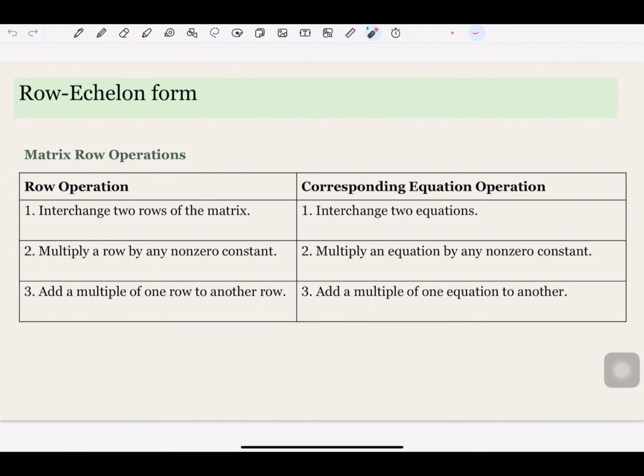So why do these operations matter? Together, these three operations give us the tool that we need to reshape a matrix step by step into row echelon form. Once we are there, we can easily solve a system using back substitution. Okay, so now let's try an example.